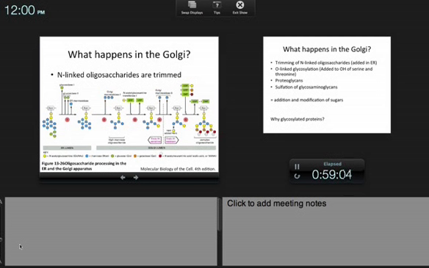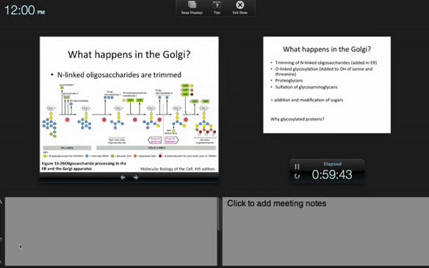Basically, those N-linked oligosaccharides that were added in the ER and were trimmed a little bit in the ER, involved in protein folding and all that stuff, are trimmed and modified in the Golgi. So in the ER, you've got your original oligosaccharide that's added to your protein, and then different enzymes trim it so it looks like this. Then you go to the Golgi, and there are different enzymes there that modify those sugars further.